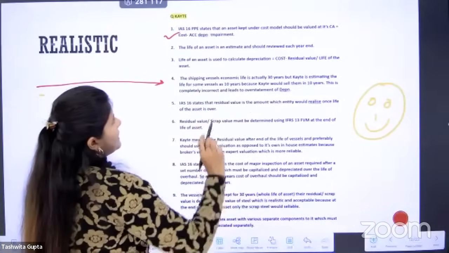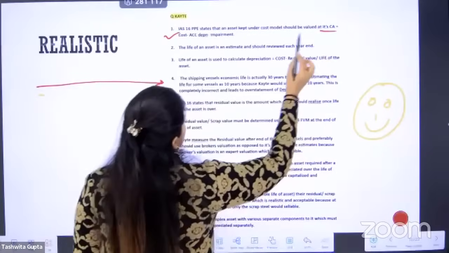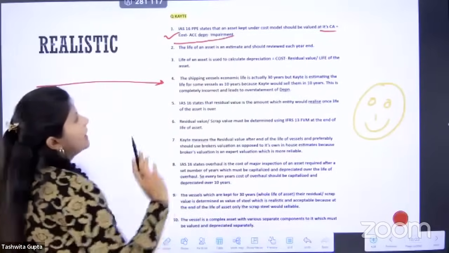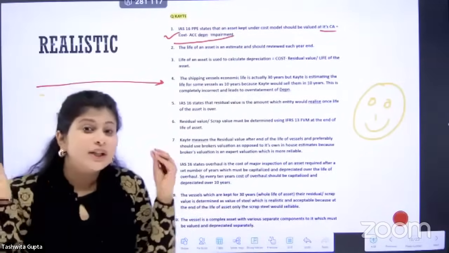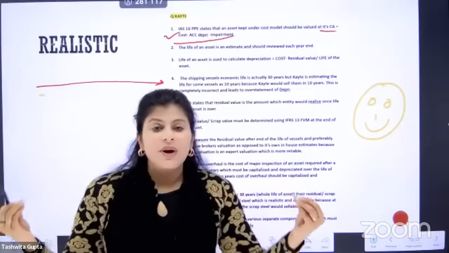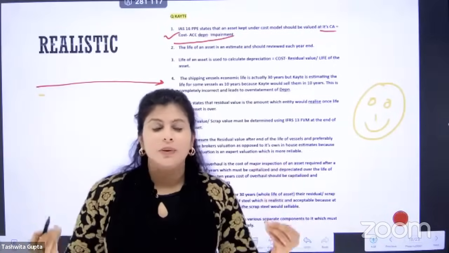See, I've just stated the standard. 1 point for that. I said cost model is when I keep it at carrying amount. This is how I keep it at carrying amount. How simple, sweet, cute, that we all know what is cost model. We all know it from a basic understanding.